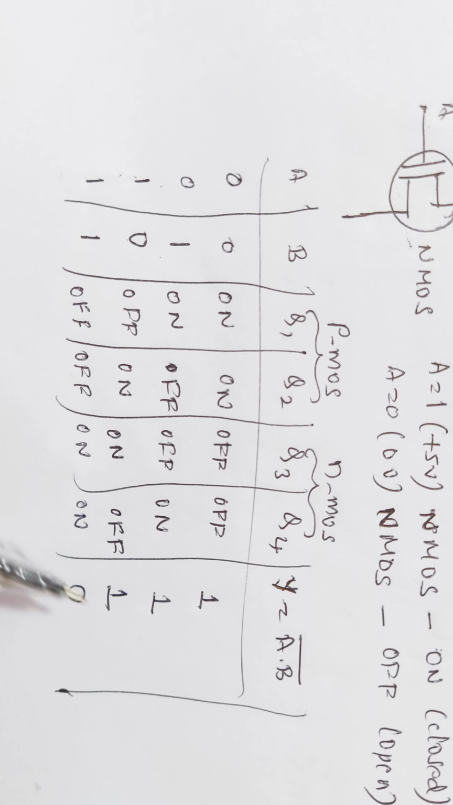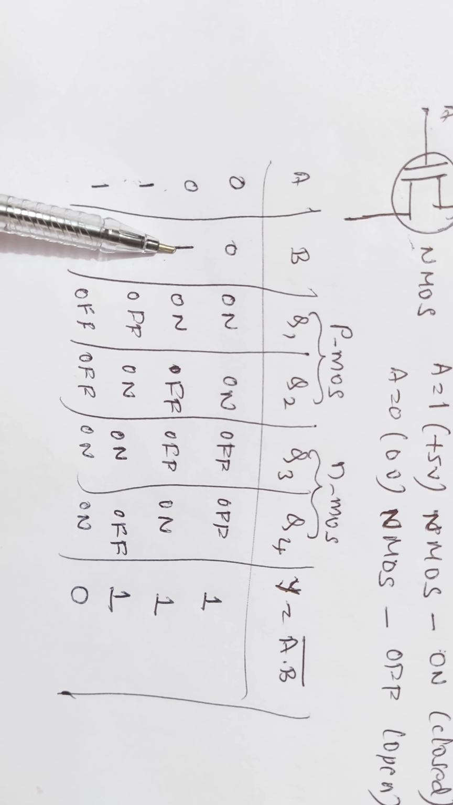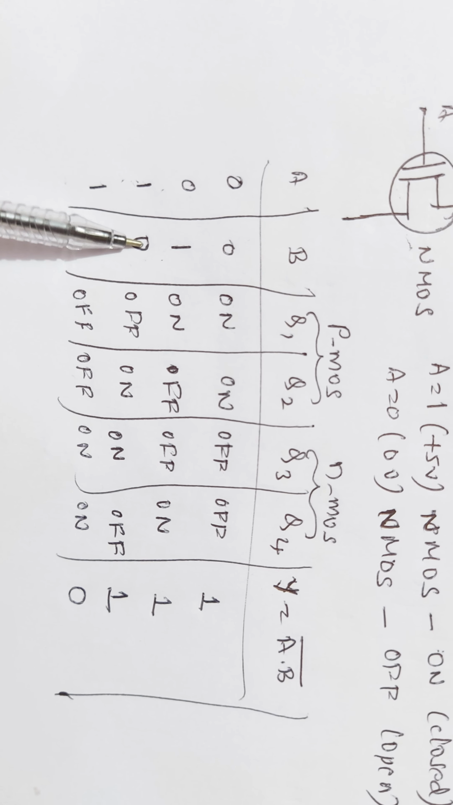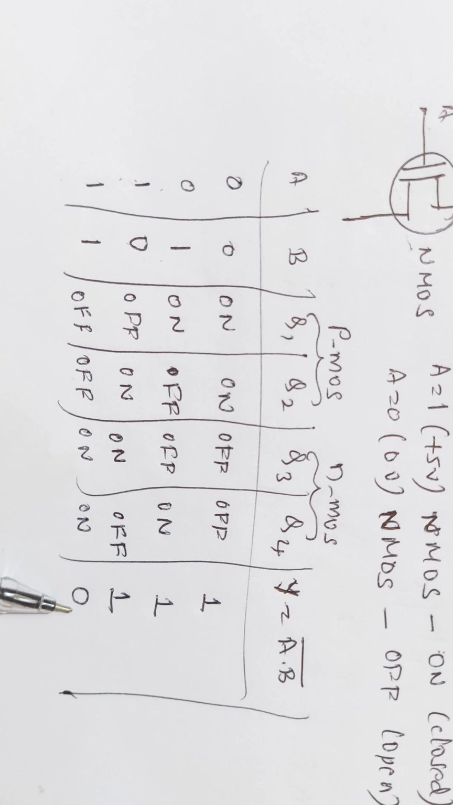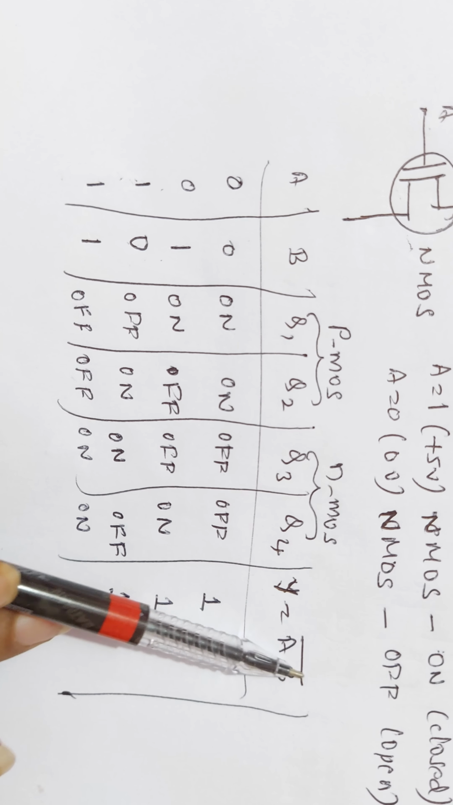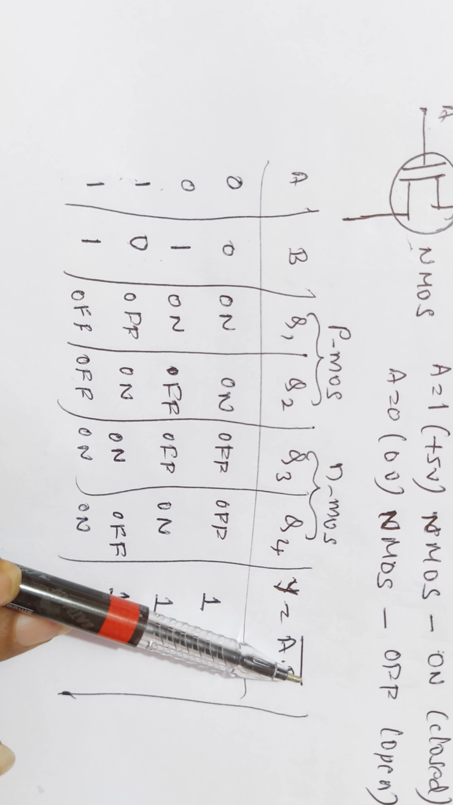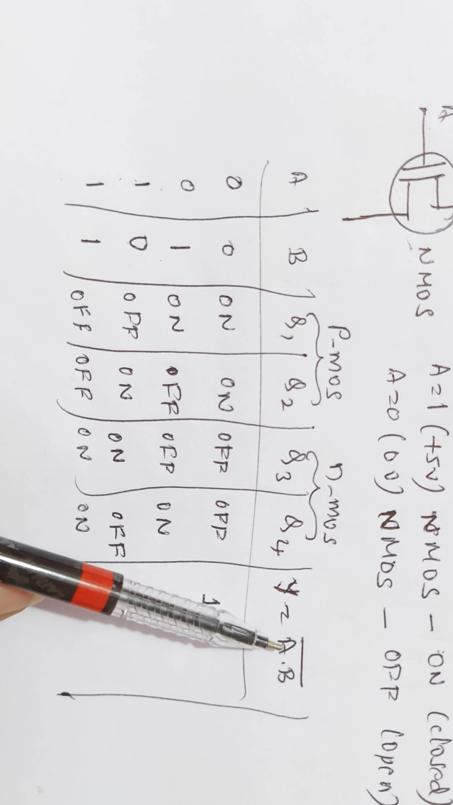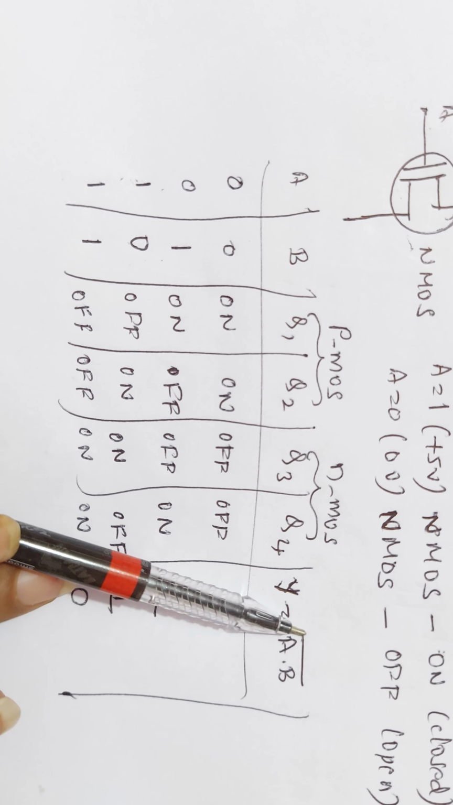See this expression. 0 into 0, 0, complementary 1. 0 into 1, 0, complementary 1. 1 into 0, 0, complementary 1. 1 into 1, 1, complementary 0. Therefore, the output is given by the equation A into B complementary. A into B is AND gate, A and B complementary. So, an AND gate with a NOT gate is called a NAND gate. So, the output equation is the NAND equation, that is Y is equal to (A into B) complementary.